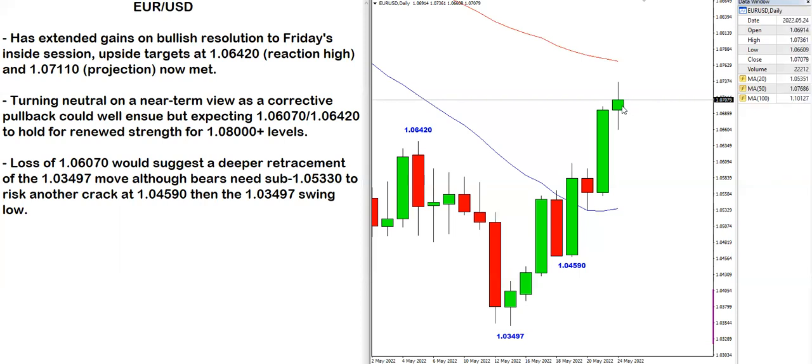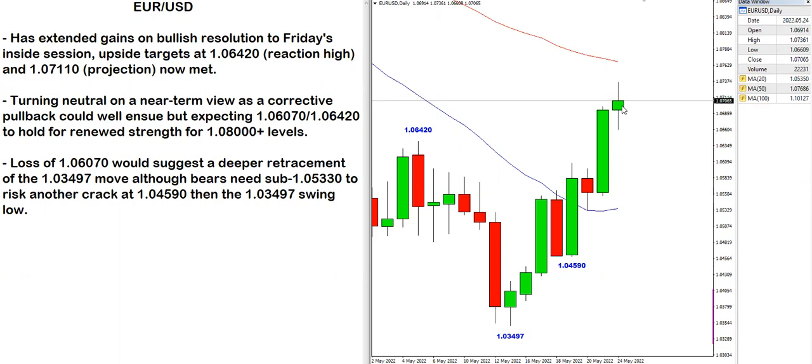So having seen the targets, looking a little bit overdone, turning a bit neutral now on a near-term view, looking for some kind of corrective pullback, but expecting dips to be shallow and limited to the low mid 106s prior to seeing an extension of this move from 103.497 up through 108.